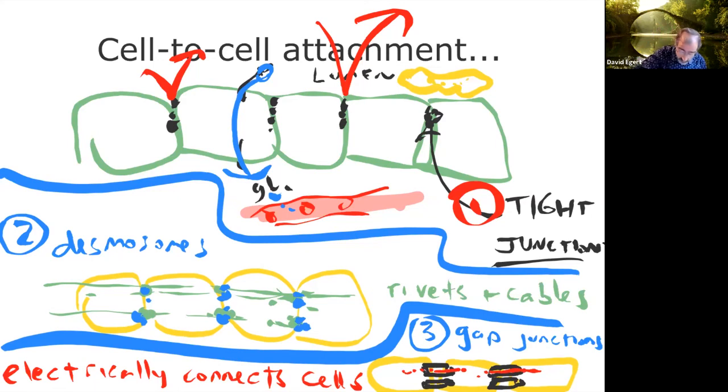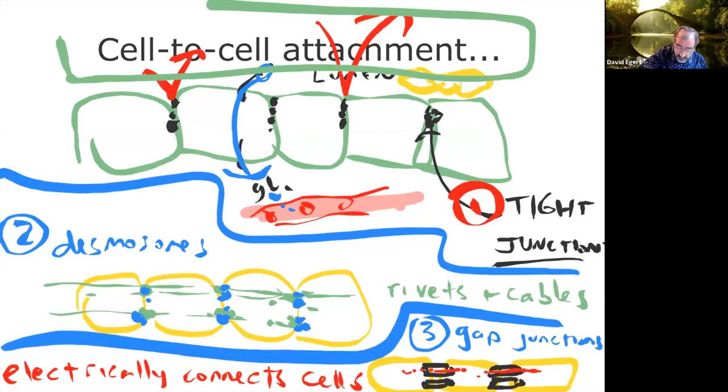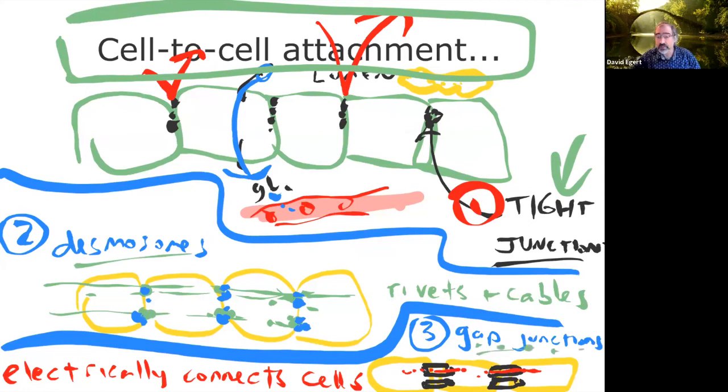So these are the three main kinds of cell-to-cell attachment. Tight junctions that just make a Ziploc seal. Again, super important in things like transepithelial transport to make sure that the two sides are separated from each other. Desmosomes, rivets and cables, we won't talk that much about. Gap junctions we will see from time to time as ways to electrically connect cells.